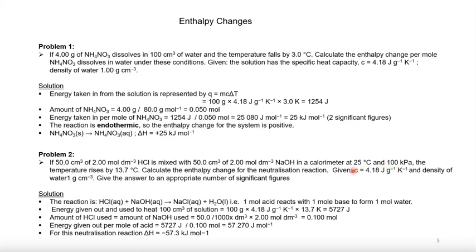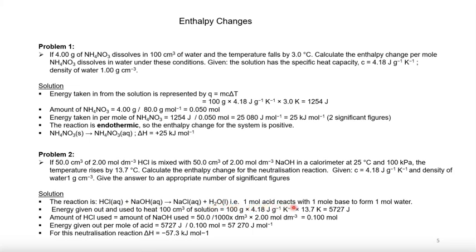We are asked to calculate the enthalpy change for the neutralization of this reaction. We are given the specific heat capacity as 4.18 joule per gram per Kelvin, and the density of water. We were also asked to give the answer in an appropriate number of significant figures. So, the significant figures here are 3 figures. Okay, this is the reaction.